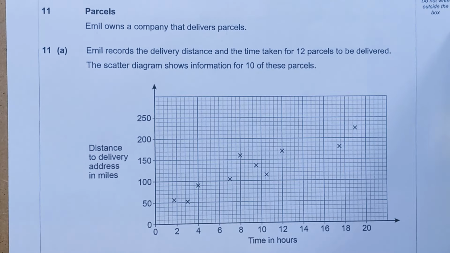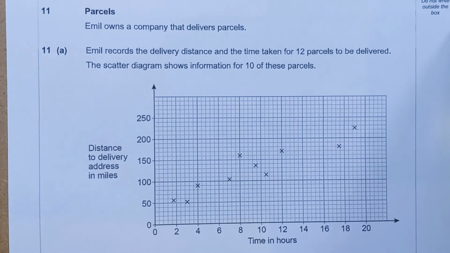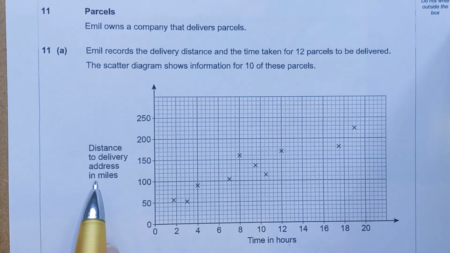Right. Question 11. Parcels. ML owns a company that delivers parcels. 11a. ML records the delivery distance and the time taken for 12 parcels to be delivered. The scatter diagram shows information for 10 of these parcels. So we've got the time in hours to deliver and the distance to delivery address in miles.